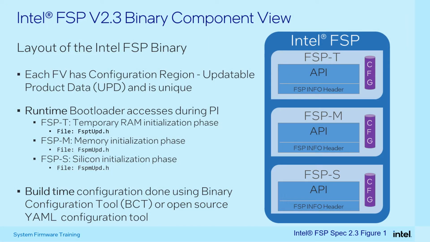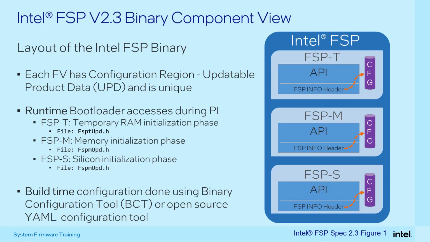This slide shows more details on the layout of the FD-FSP binary file, as similarly shown in the Scalable Intel FSP overview, but now we're highlighting the configuration sections of the firmware volumes. Also, as part of the downloaded Intel FSP package, there are corresponding H files for each of the firmware volumes, FSPT, FSPM, and FSPS, with definitions of the configuration data.